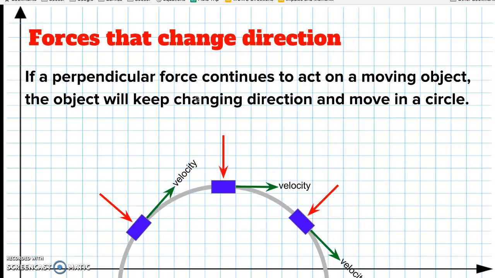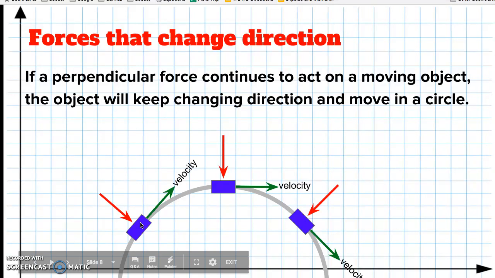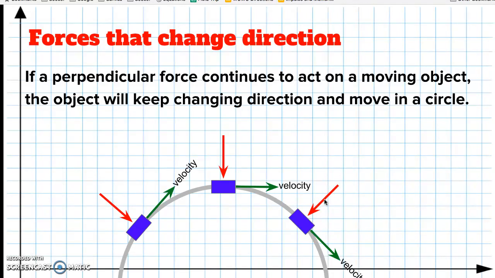If this perpendicular force continues to act on the moving object, so you apply a perpendicular force here and that changes its direction. You apply it here and it changes its direction some more. If you keep applying a force perpendicular to the velocity, then you will get a very special kind of motion, and it's what we call circular motion. It will make the object move in a circle. So circular motion is what you get when an external force acts perpendicular to the velocity of an object and changes its direction, not its speed.